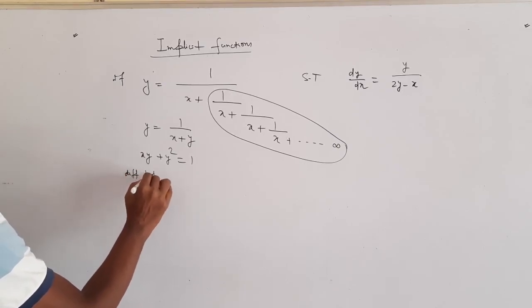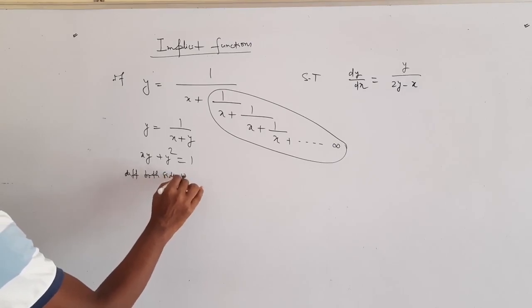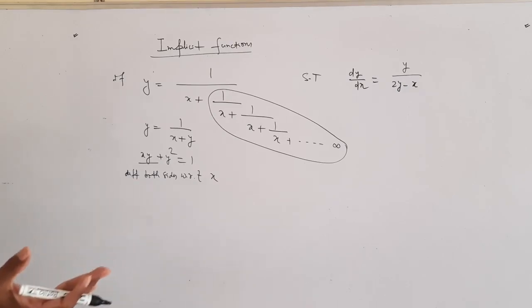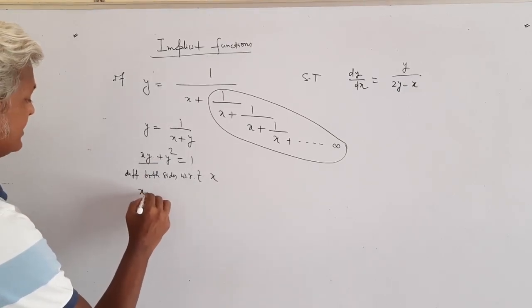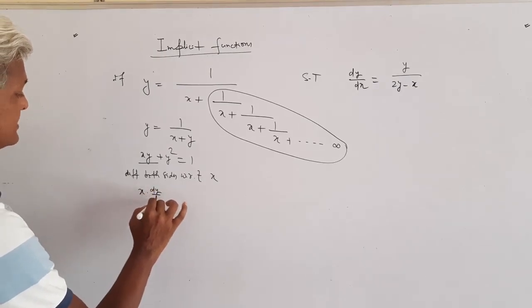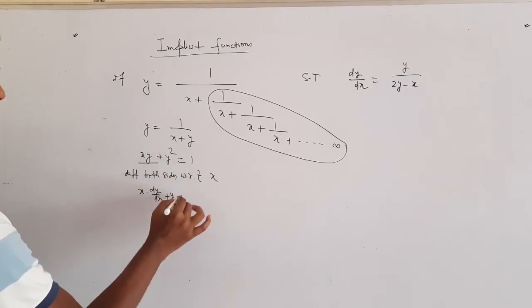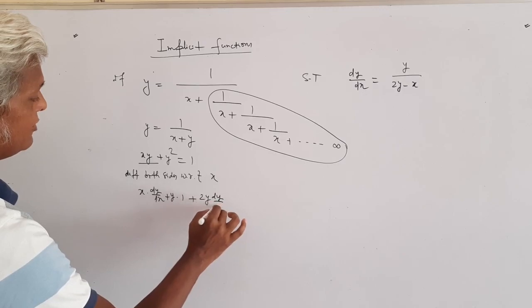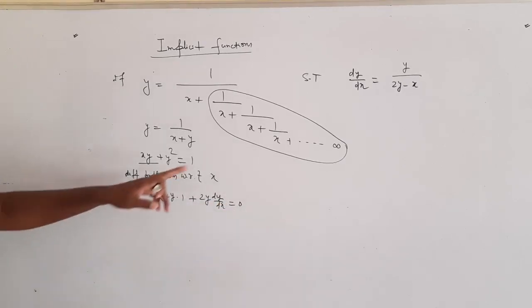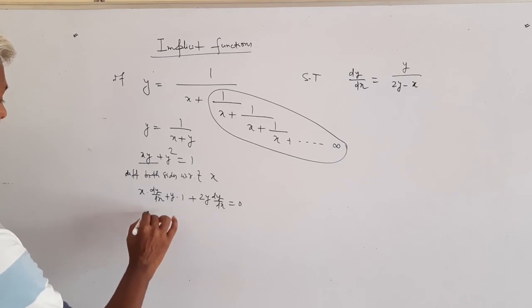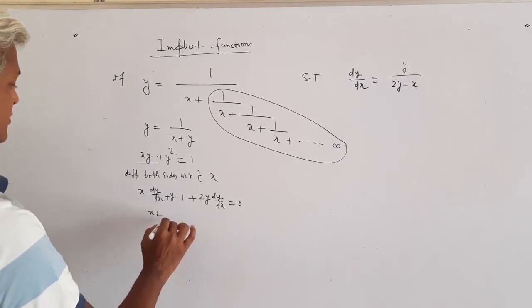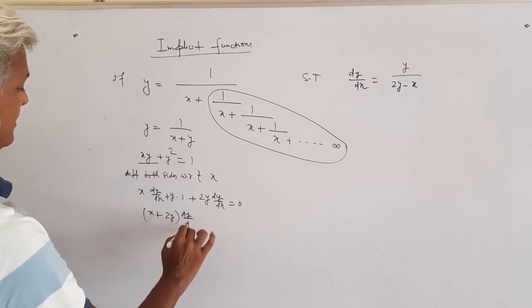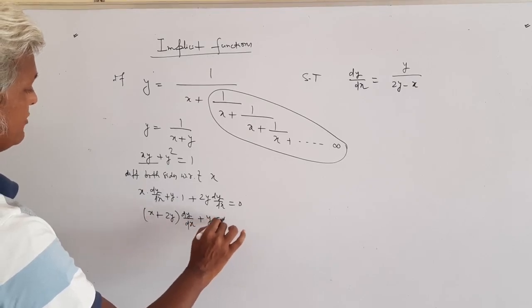Differentiating both sides with respect to x. Now this is UV rule because x into y is a product of two functions. So x into differentiation of y, that is dy by dx, plus y into differentiation of x, that is 1, plus differentiation of y square, that is 2y dy over dx, and differentiation of constant is 0. So you take x plus 2y dy by dx plus y equals 0.